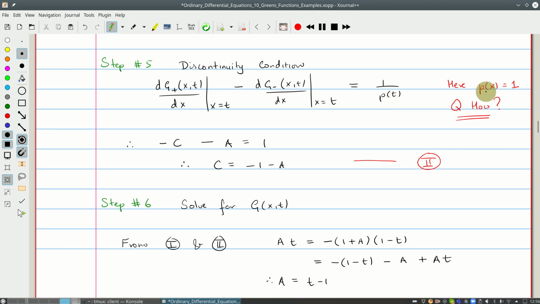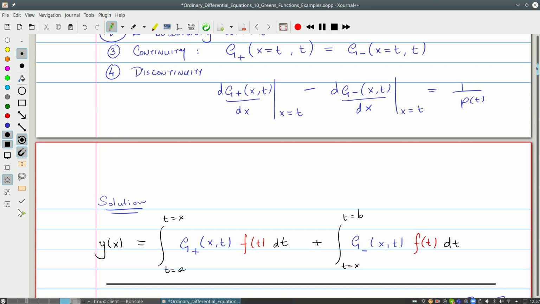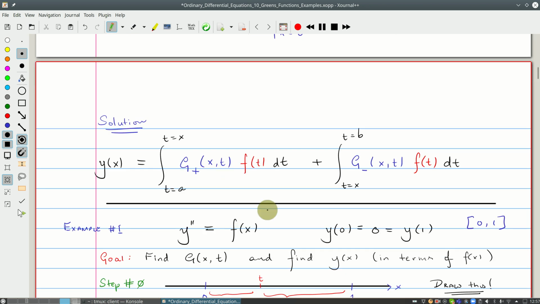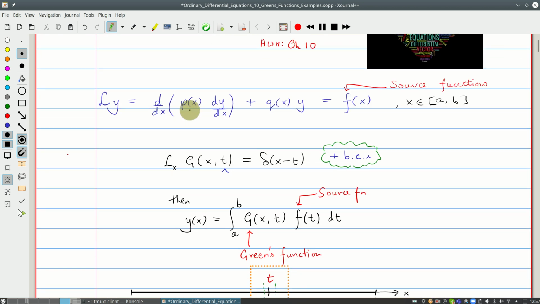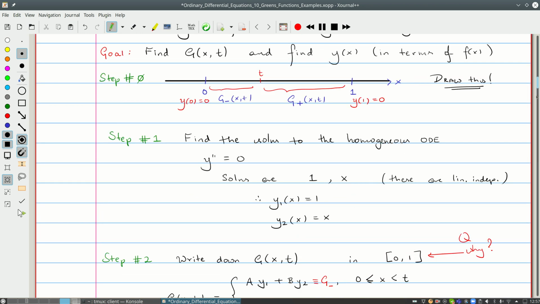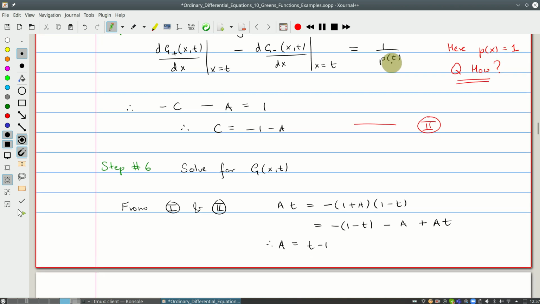Now here p of x is 1. If you go back to the differential equation we were given, it was simply y double prime is equal to f of x. Now if you go to how p and q are defined, here's p and there's q. So in our case q is 0 and p has to be 1, so that we just get a second derivative of y over here. Okay, so p is 1, so we get minus c minus a is 1, or c is equal to 1 minus a. That's our second condition.